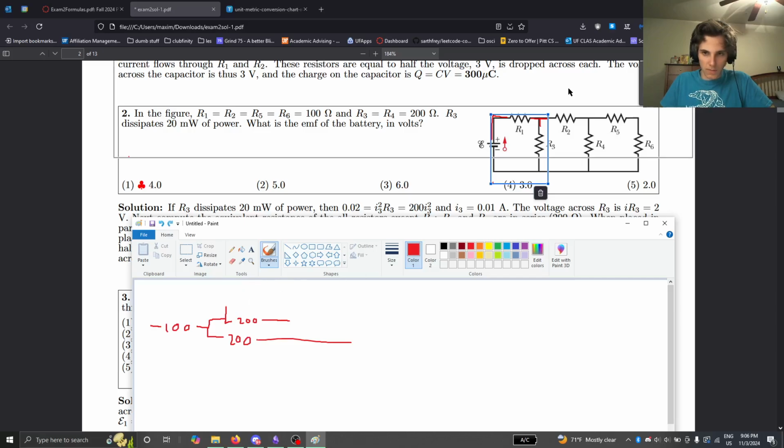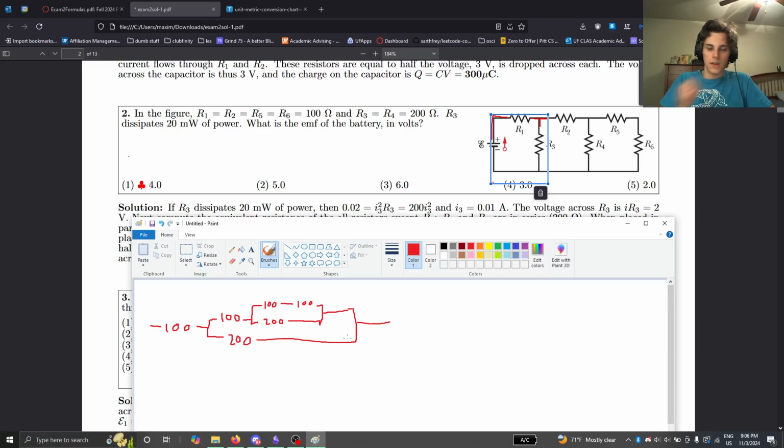Wait, what am I doing? Sorry. R1 splits into, oh my goodness, what have I done? R3, and then R2 here. I skipped a step. The R2 splits into R4 here, and then R5, R6. So then follow along again: it combines with the R4, and then it later combines with the R3 and goes back into the battery.